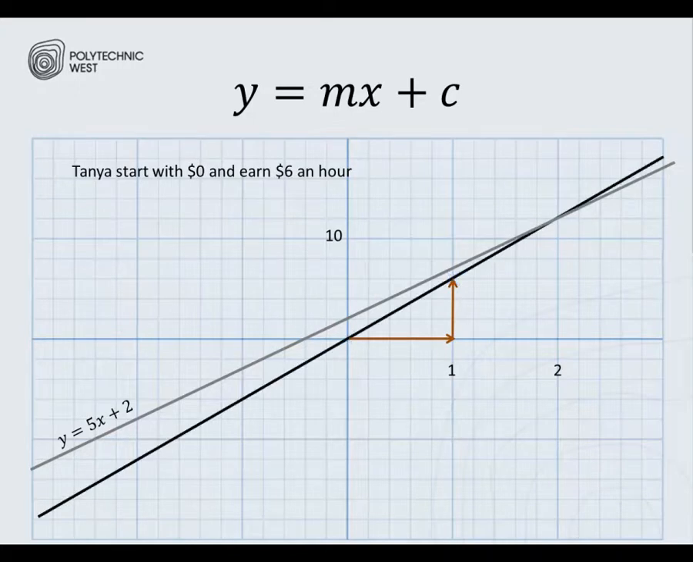Once again, this is a straight line, a linear equation, and it has an m value, the slope, and the slope is 6 divided by 1, $6 in 1 hour. The intercept, the starting point, is where it crosses the y-axis, and that was $0 in Tanya's case. So the equation is y equals 6x plus 0. Now, I'll probably drop that 0 later because you don't really need it, but I'll keep it there for now.